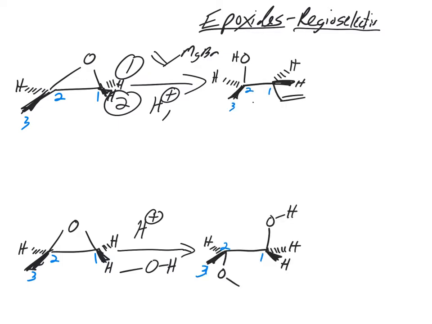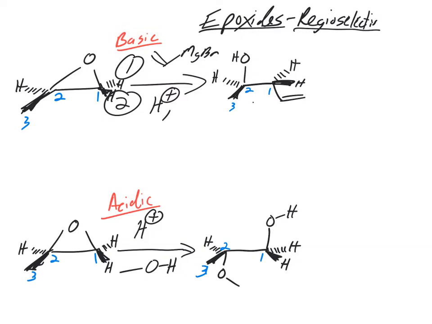So now I've drawn the products out, and what you can see here is, in the first case, the nucleophile, the new thing you're adding, ends up on carbon 1, the less substituted carbon, and in the second conditions, it ends up on carbon 2. The first one is considered basic conditions. This is called acidic conditions, which is really just a way of thinking about charges.